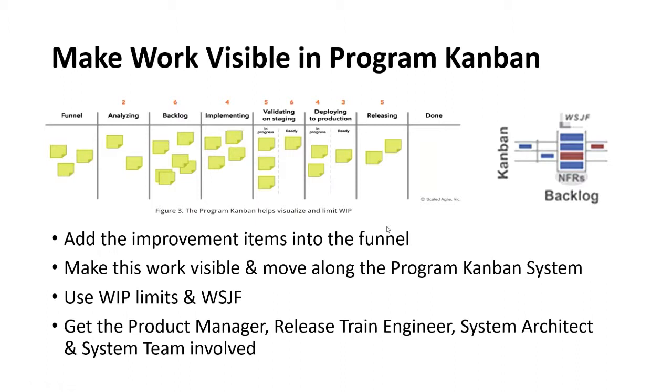And you, of course, need to show the flow of that improvement through that. So we've added these things into the funnel right here in the Kanban board. We're making work visible. We see it moving in the program Kanban system. We use WIP limits so that we don't get overloaded. We use WSJF along the way to sequence the work that we're actually going to work on. And this requires the product manager, release train engineer, system architect, and system team to be involved, as well as the business owner. The business owner is going to be especially involved in the WSJF sequencing of work.